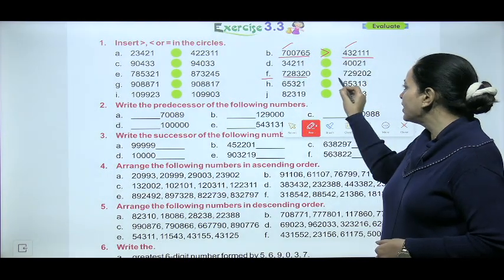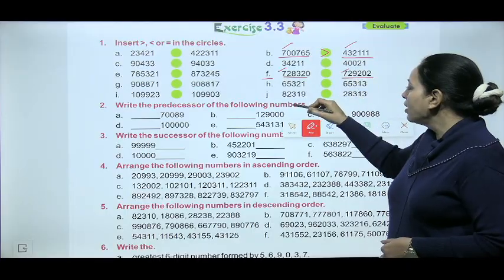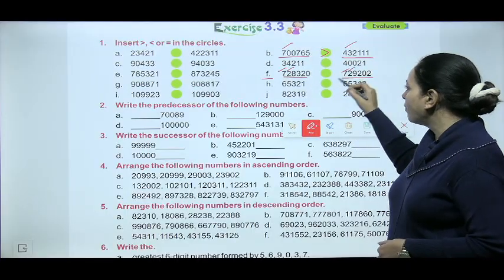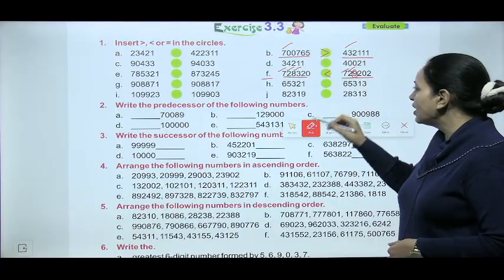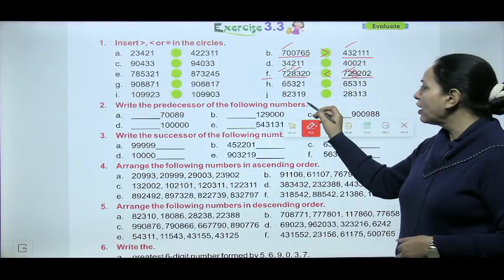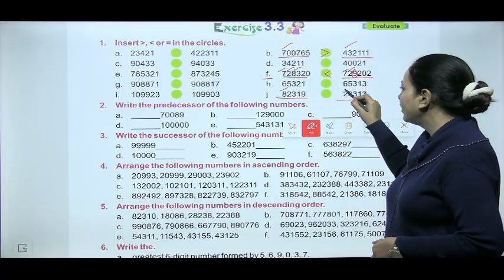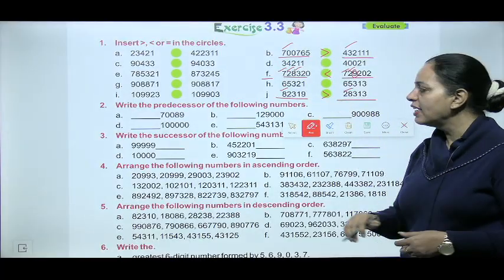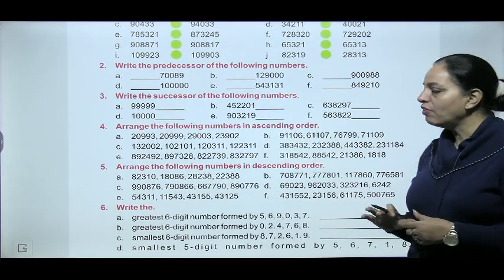Now come to F part. This is 6-digit. This is also 6-digit. Now compare lakh digit, same. Compare 10,000, same. Compare 1,000. This is 8. This is 9. So this is greater. Now the last one here, 5-digit, 5-digit. This is 8. This is 2. So this is greater.